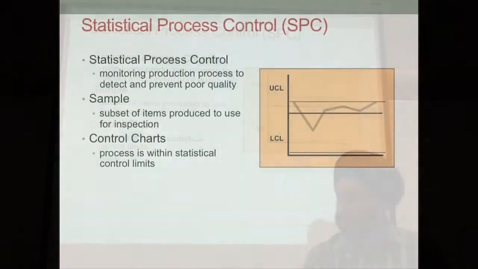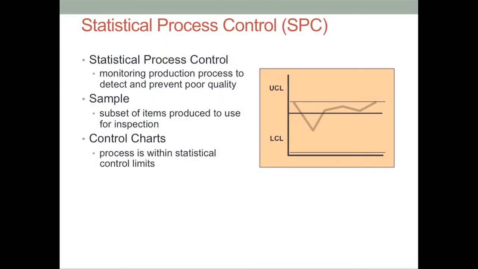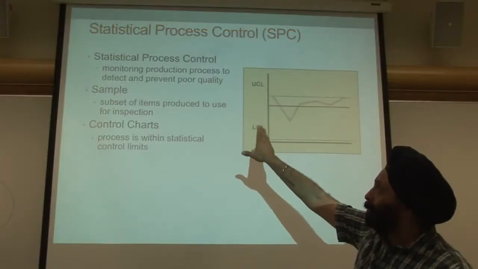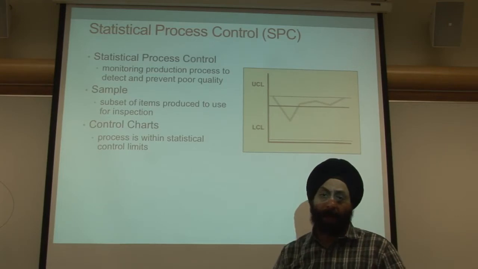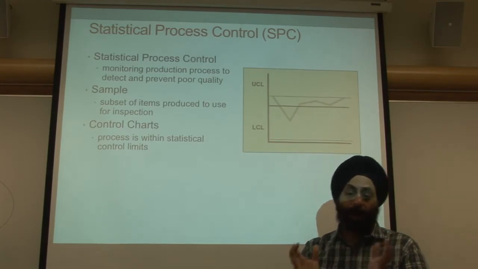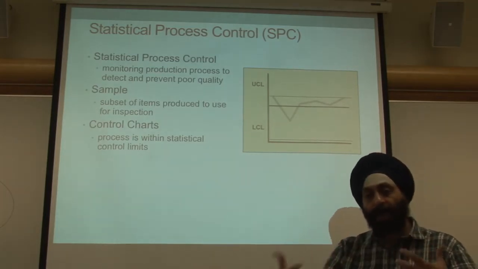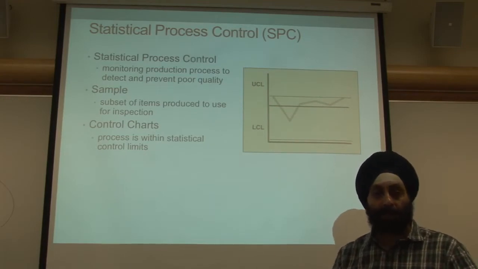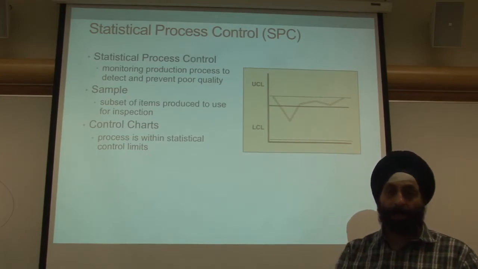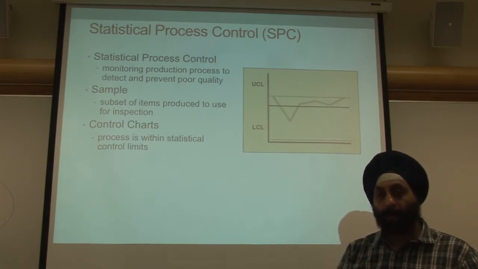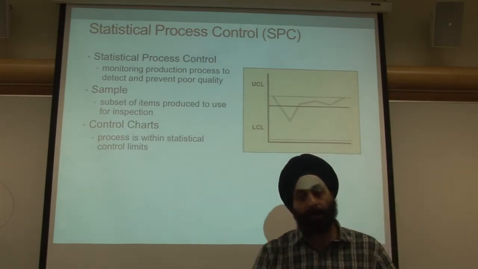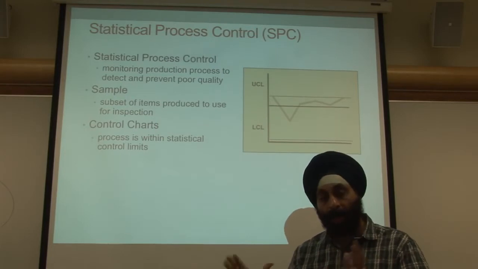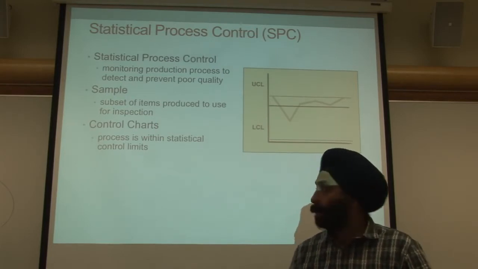And moving on to our discussion of statistical process control, it is the monitoring of the production process to detect and prevent poor quality. So statistical process control allows you to constantly evaluate by monitoring the process and to see if the process is producing goods that are in control, in acceptable quality level or not.